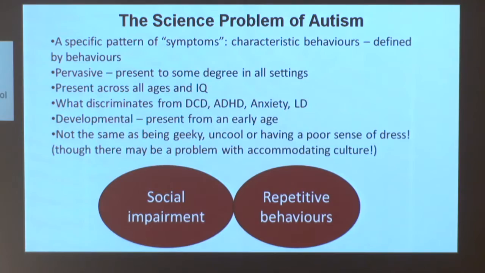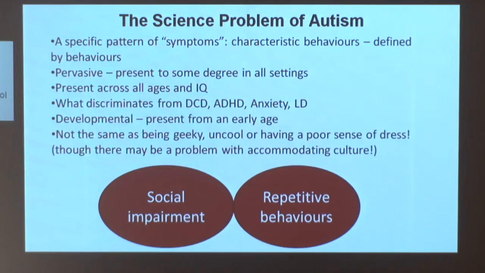So just to kick off then, what is the science problem of autism? A lot of people have different notions of what autism is, and people tend to have their sort of stereotypes. Either it's the brilliant mathematical savant, or it's the child who's mute and nonverbal. Autism is a hugely variable disorder.